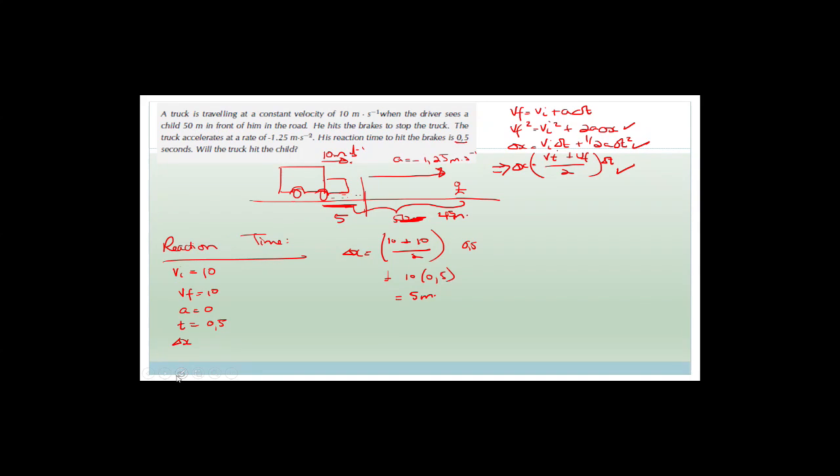Now what we need to do is work out the distance he travels while he's braking. Again, our initial velocity we know is 10. Our final velocity is 0. The acceleration is negative 1.25 because he's slowing down. And we want delta X, not delta T.